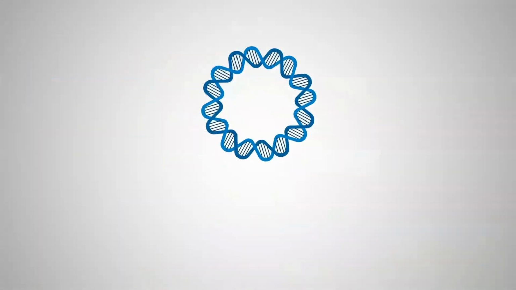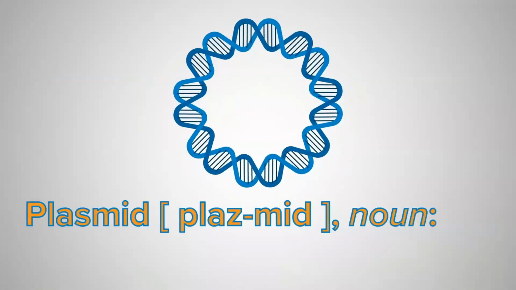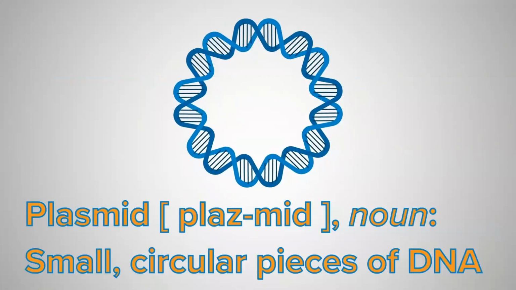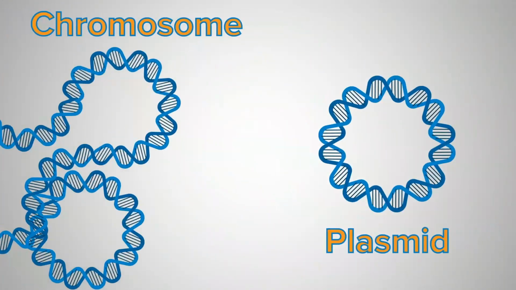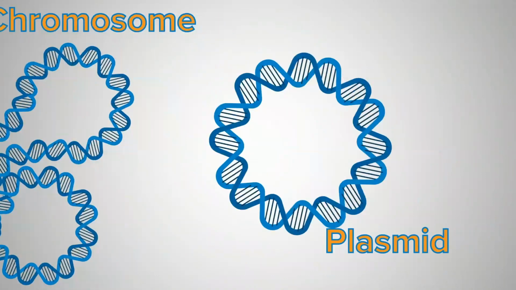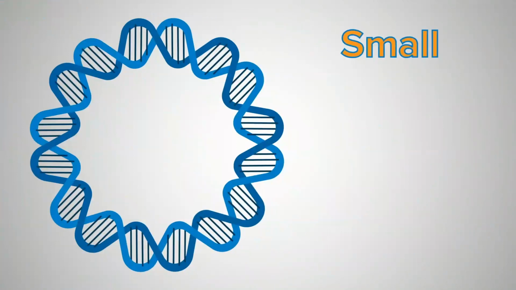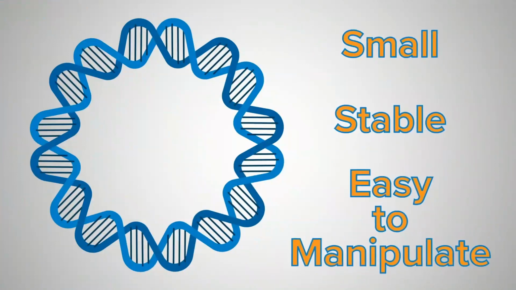At their most basic level, plasmids are small, circular pieces of DNA that replicate independently from the host chromosomal DNA. Compared to the millions or billions of bases that make up the entire genome, plasmids typically contain a couple thousand at most. They are relatively small, stable, and easy to manipulate.